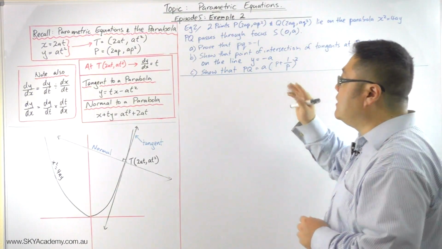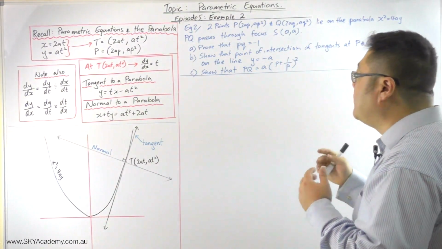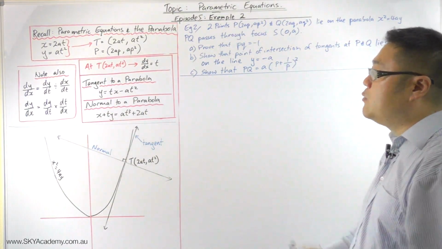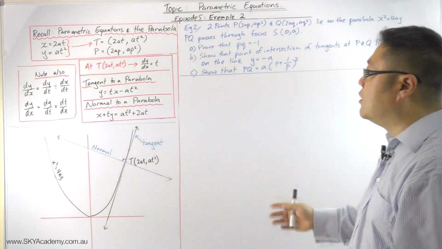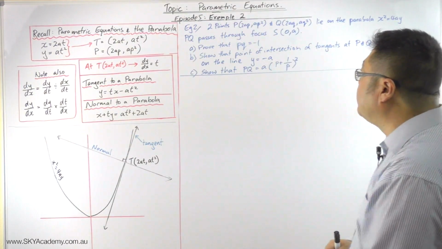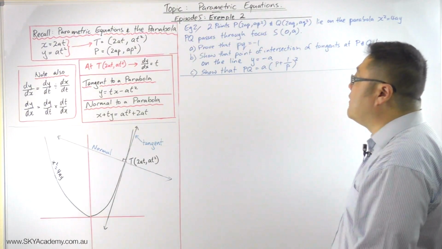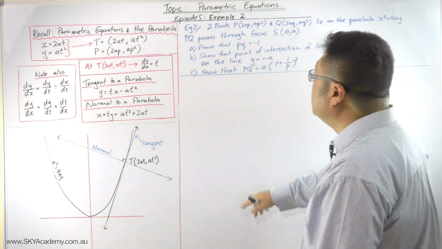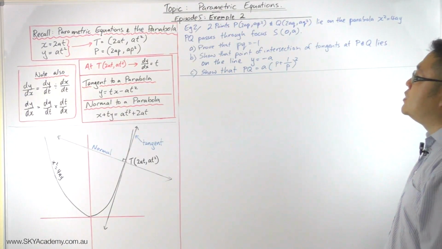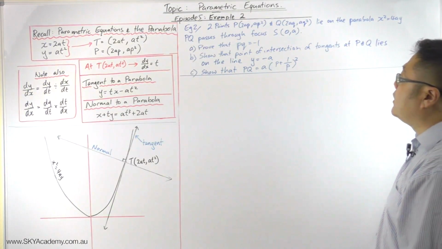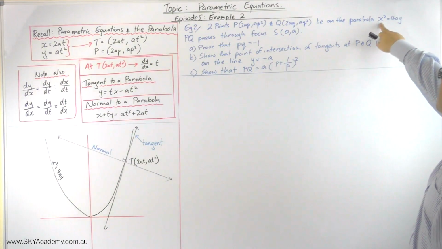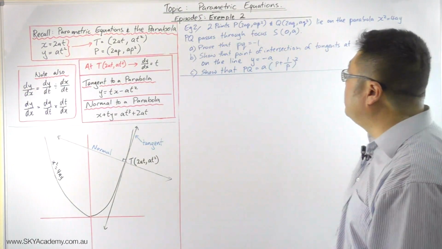And here is yet another example of a question where we are using our knowledge of parametric equations combined with all the foundational knowledge of everything else to be able to do this question. So let's launch straight into it and read the question. Example 2: two points, P, which is (2ap, ap squared), and Q, (2aq, aq squared), lie on the parabola x squared equals 4ay.